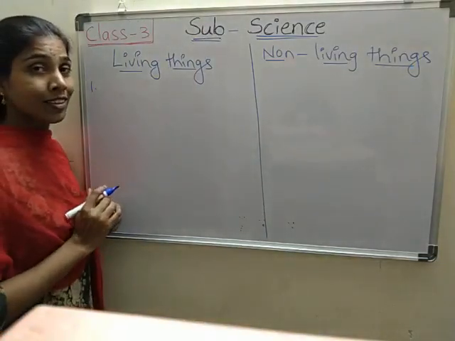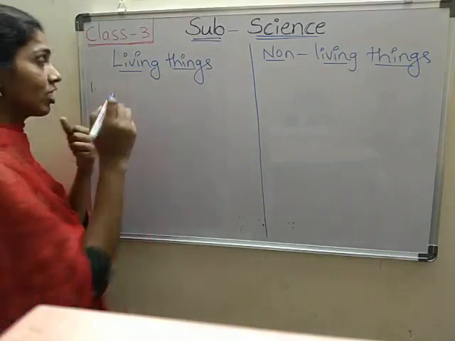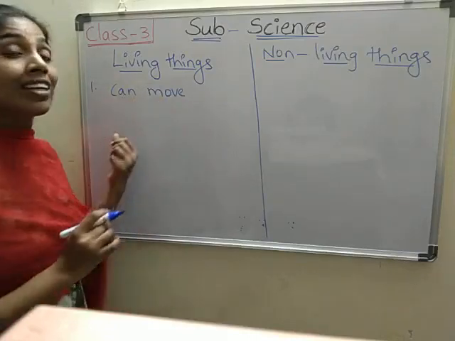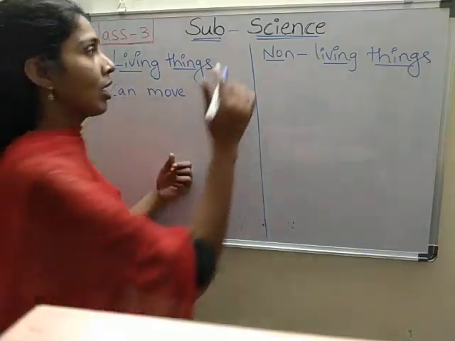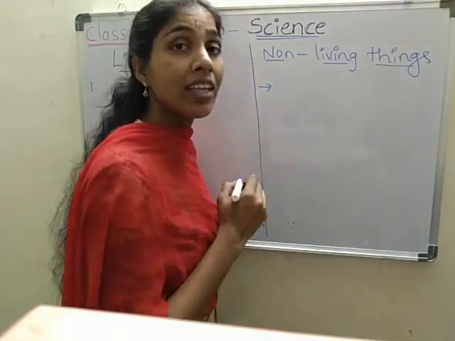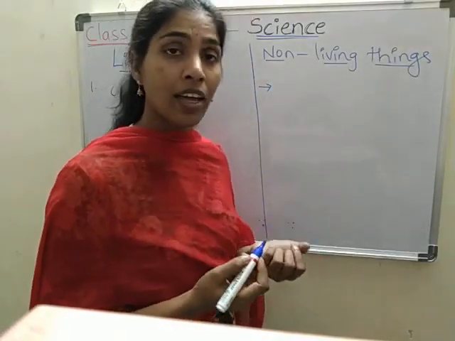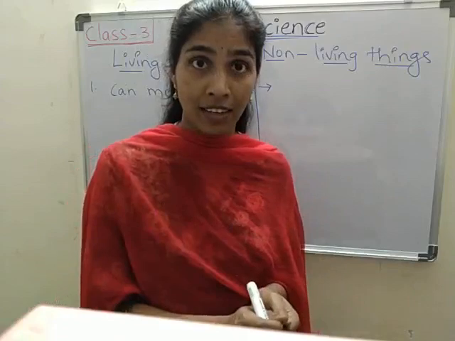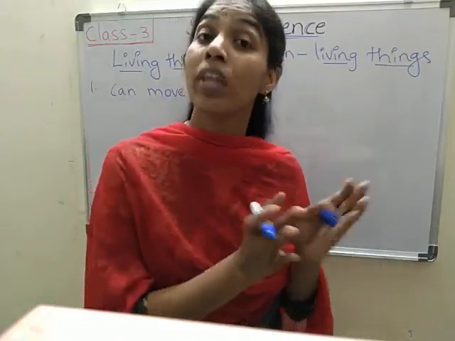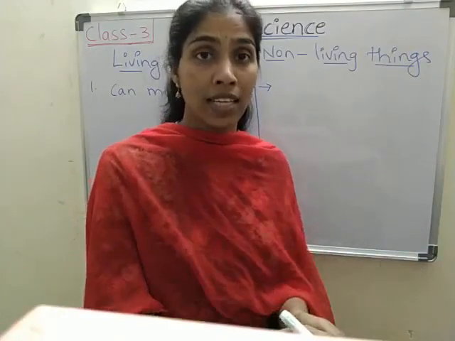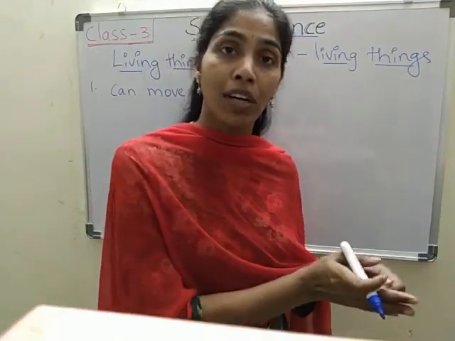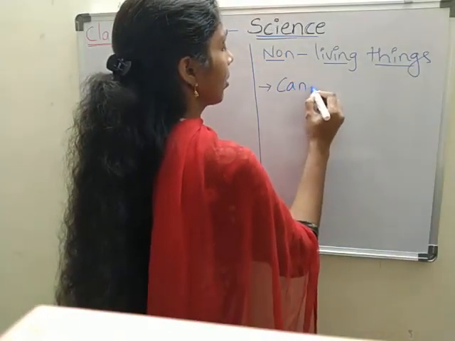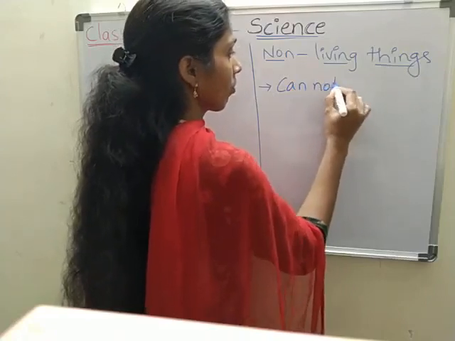Can you guess? Can you give the answer here? Very good, children. Living things can move on their own. Coming to non-living things, non-living things cannot move themselves. For example, vehicles can move if someone drives them. Vehicles cannot move themselves. If someone drives it, then the vehicle can move from one place to another place. So non-living things cannot move.